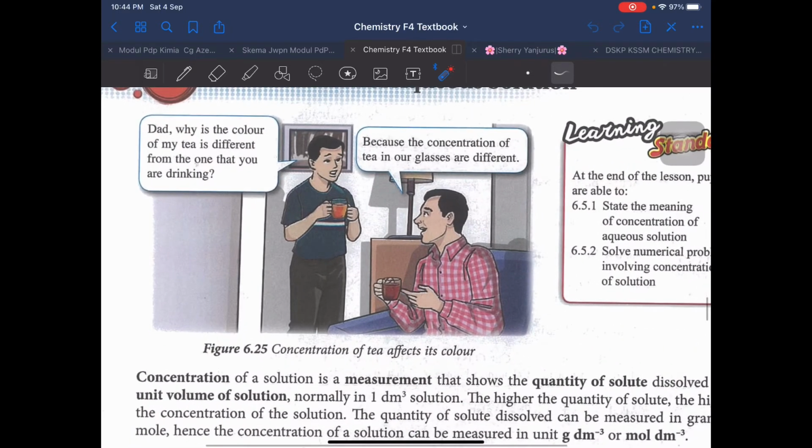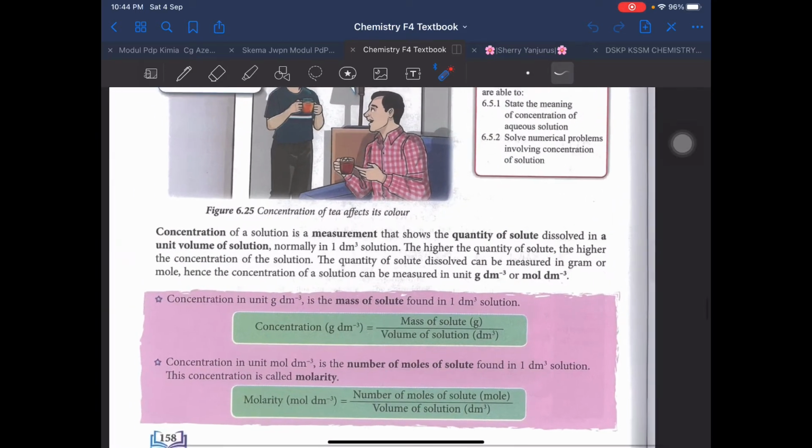Maksudnya di sini, pelarut ataupun teh yang dituang oleh this daddy is a lot compared to the son. That's why the tea for the daddy is more concentrated compared to the son. That's why the color is darker.